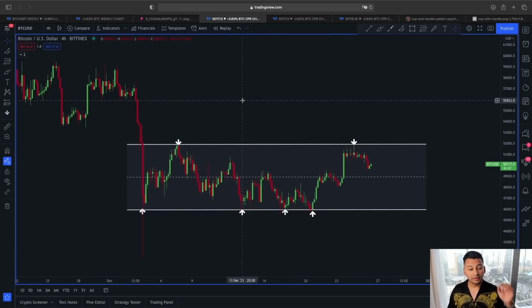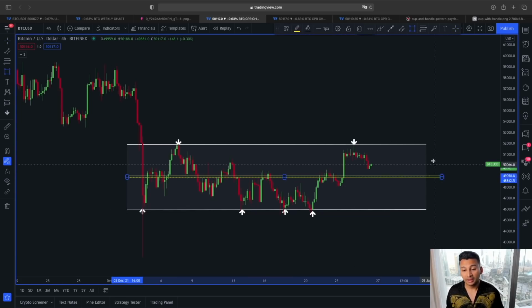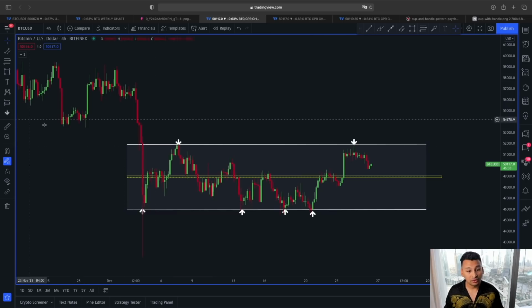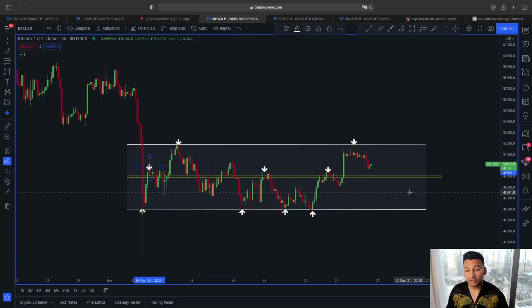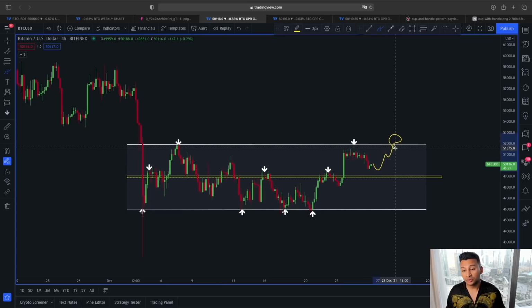So now you can see for us the important thing is to remain above this central line, which is around the 49,000 range, because the price has got many rejections around this price area. So if we do still manage to stay above this line area around 49,000, then there could be another attempt to break here to the upper direction.